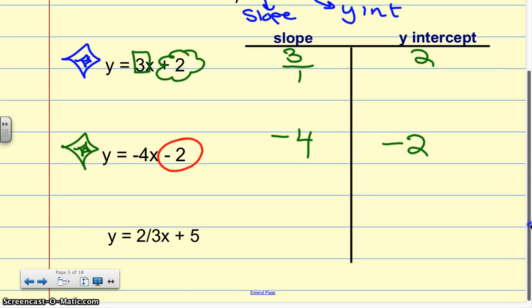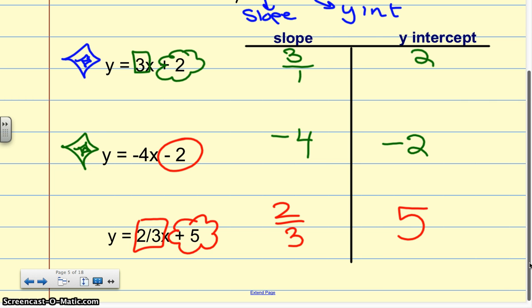Right, another example. We have y is equal to 2/3 x plus 5. Again, my slope is what's in front of x, so my slope looks like it's 2/3. My y-intercept is what's being added or subtracted. It looks like my y-intercept is positive 5.